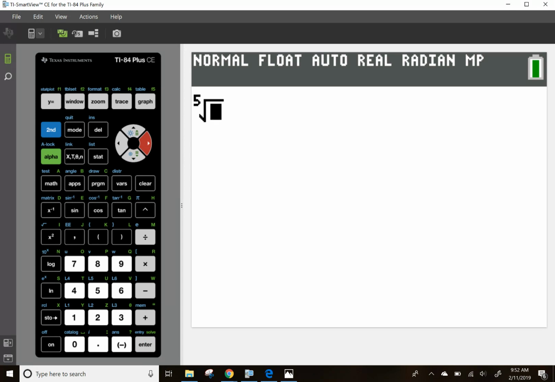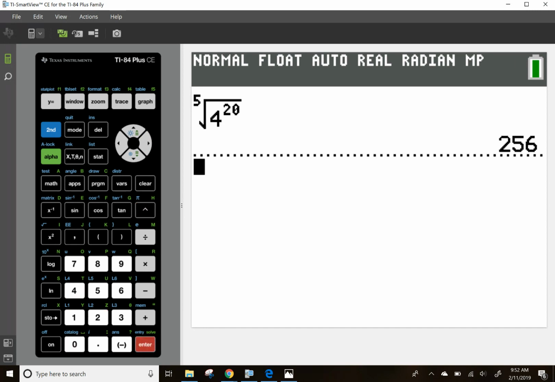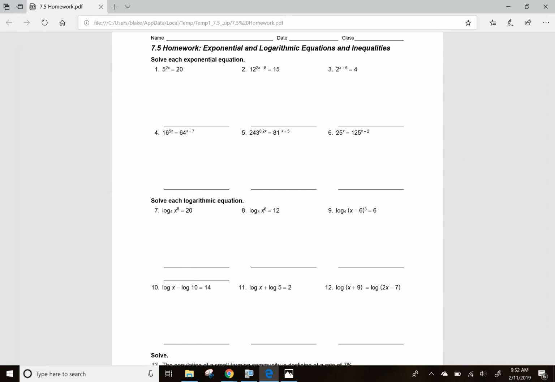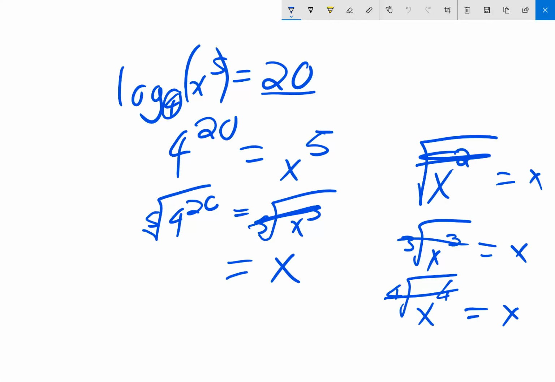And then in here is where I'll type in my 4 to the 20th power, because I obviously don't want to use that really long version of it that the calculator gave me. The calculator will work perfectly fine if I just type in the 4 to the 20th power. And I get my answer, 256. So let the calculator do the work.